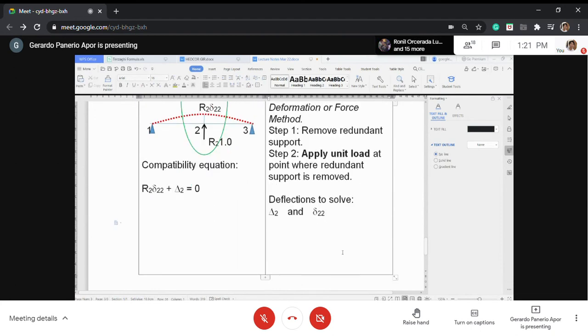So, the deflection to solve: if I can solve delta 2, delta 2, then R2 is solved, right? I can solve R2 using this equation. Okay? So, delta 2, let me consult case 1.